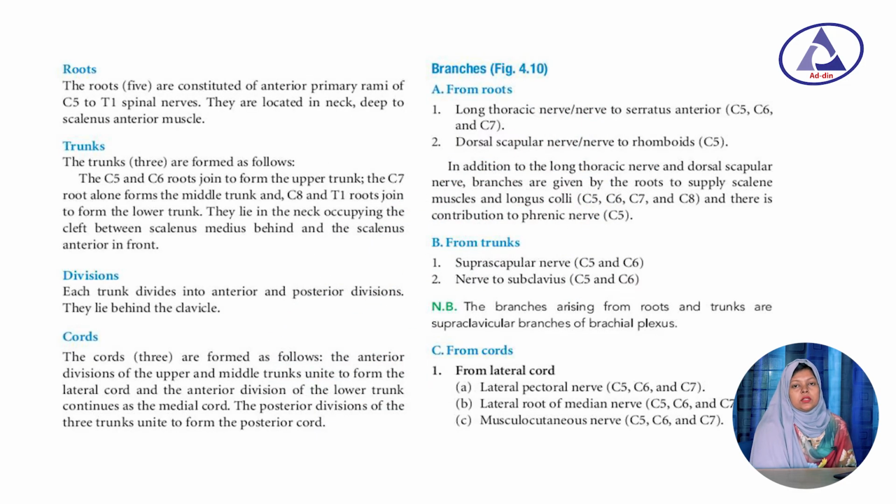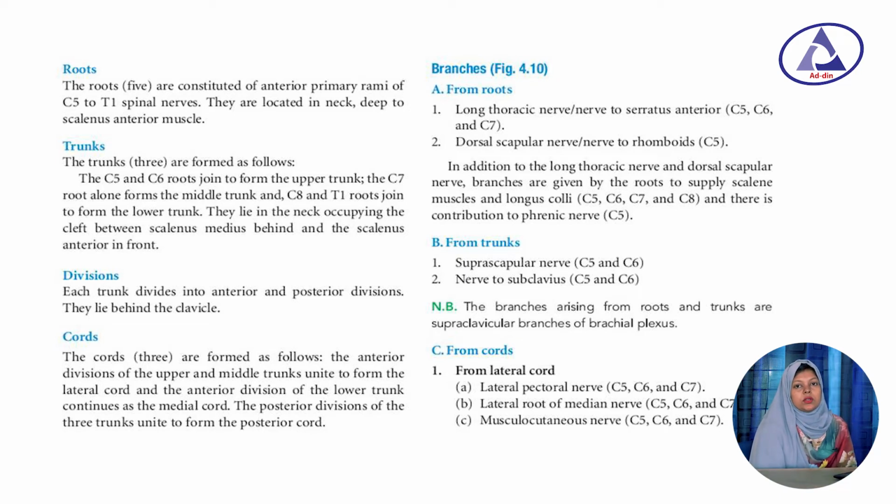Now, what are the parts of the brachial plexus? The brachial plexus has the parts root, trunk, division, cord and branches. Then what are the roots? We learned from the definition a little while ago that the roots are the anterior primary rami of cervical 5, 6, 7, 8 and thoracic 1 spinal nerves.